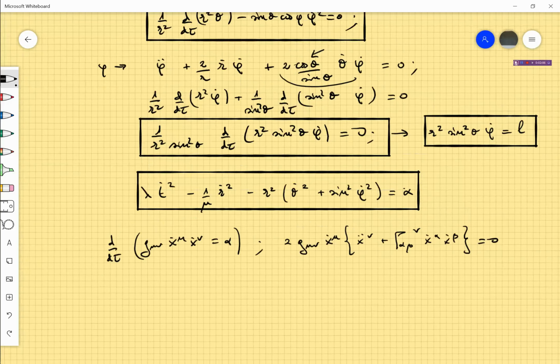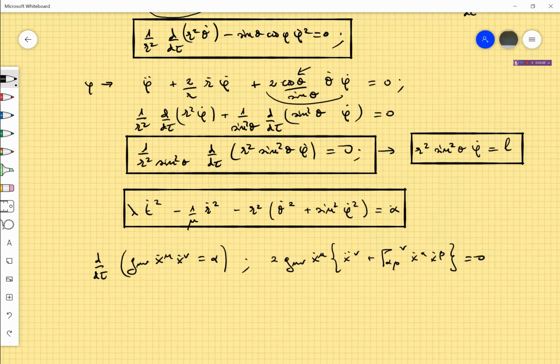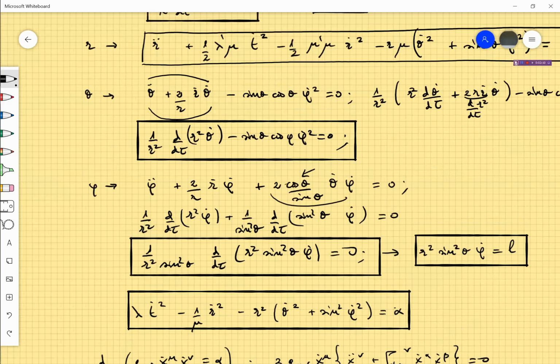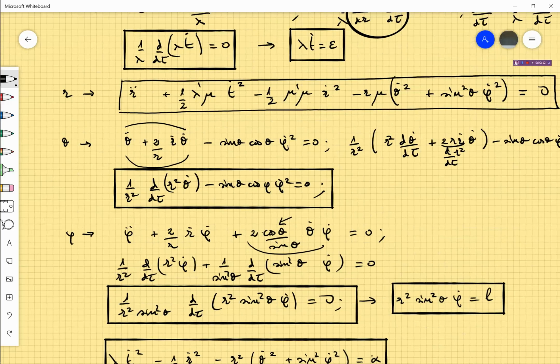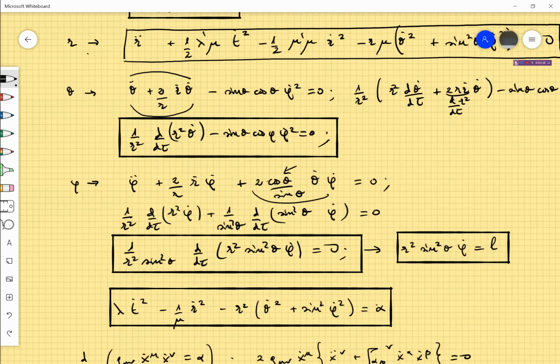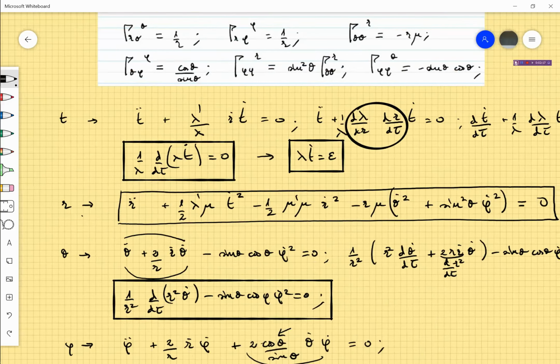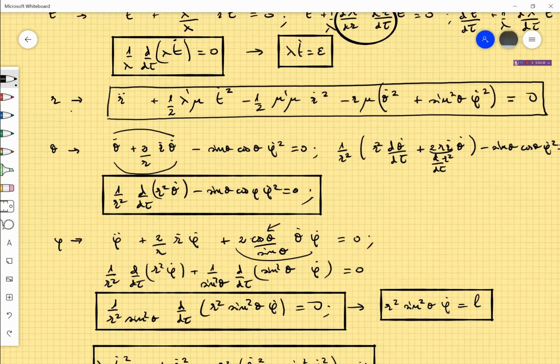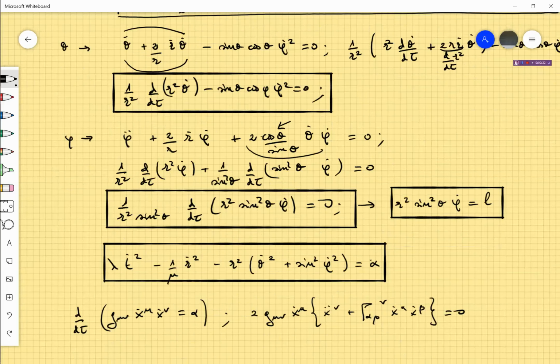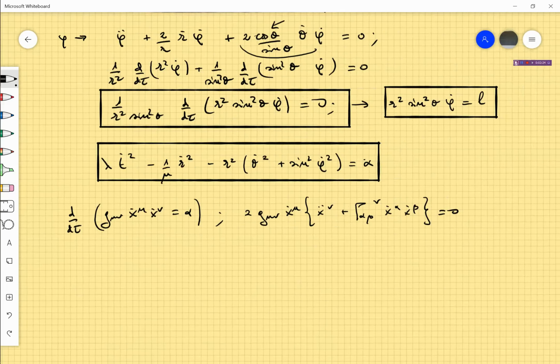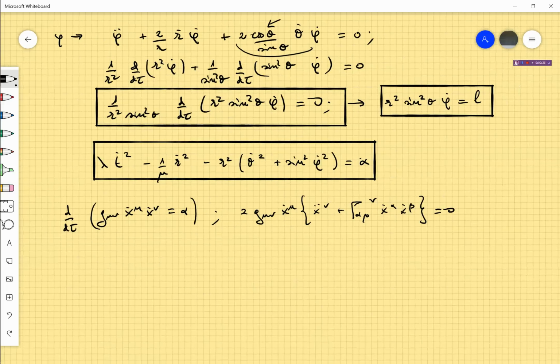Which one should we eliminate, or should we not consider anymore? Well, the most complicated is the r component of the geodesic equation, this one. So we are going to use the T component, the theta component, the phi component, and the mass shell condition that I am going to write now. So the T component just gives T dot is epsilon divided by lambda.